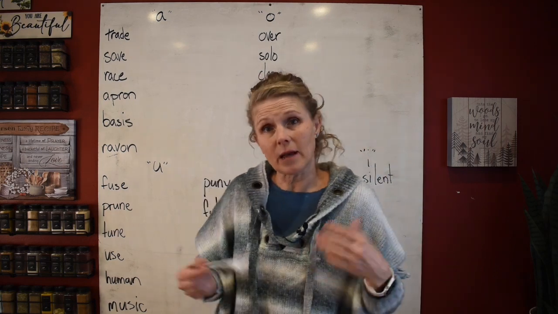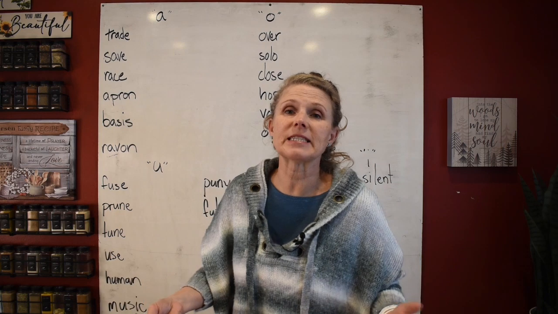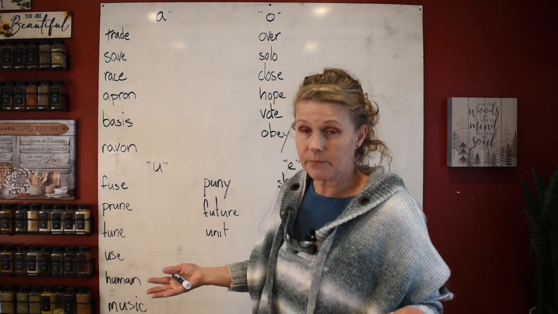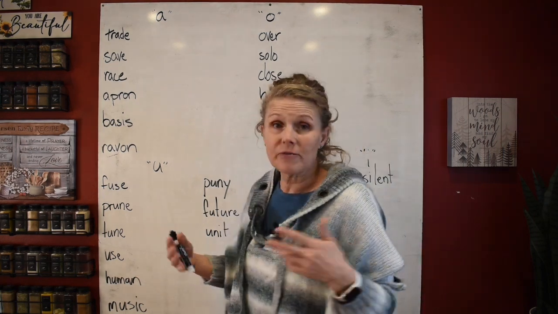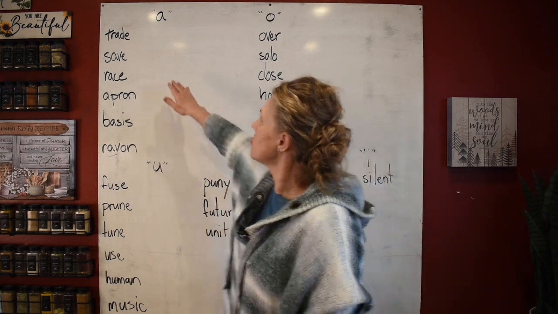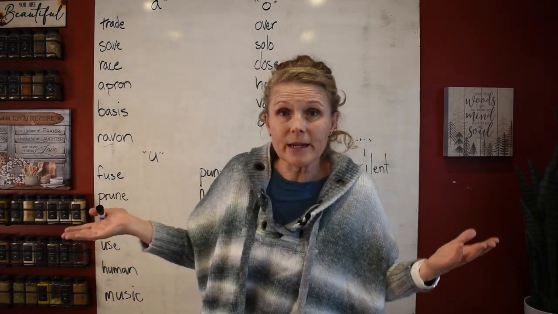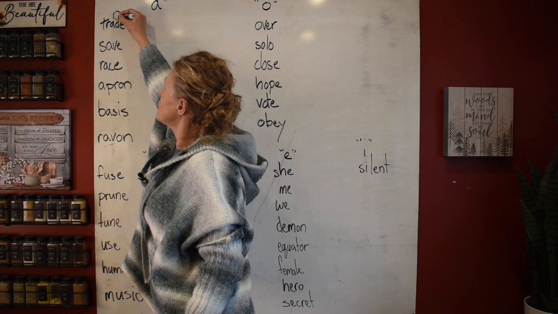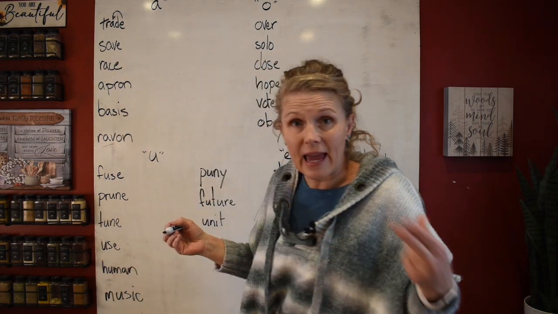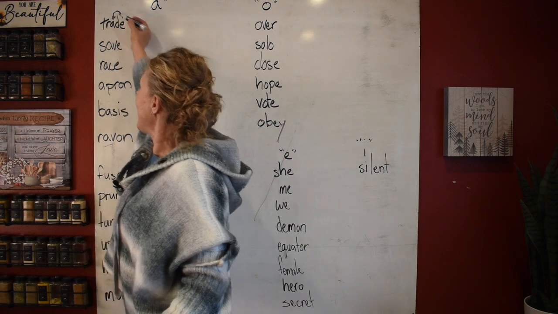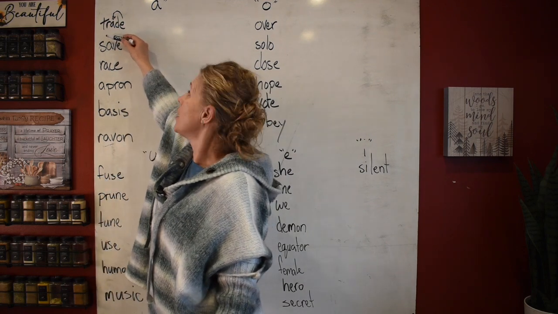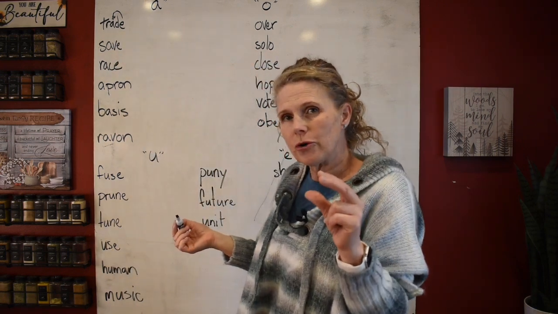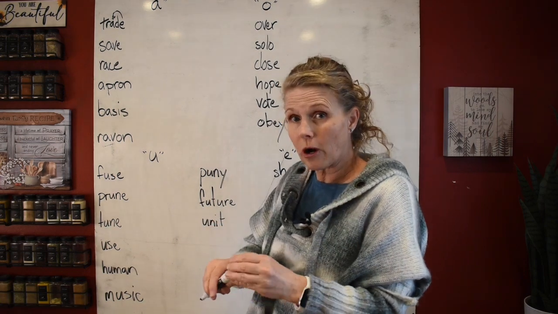We can have some syllables and then we add on suffixes and it changes the word and makes it something else. And then we have different syllables when that happens. So let's look at the word trade. Trade is a silent E syllable. So you have this E that's going to jump over and make that A long. So it's going to say A. T-R-A-D-E, trade.